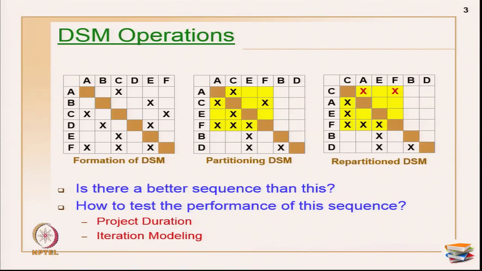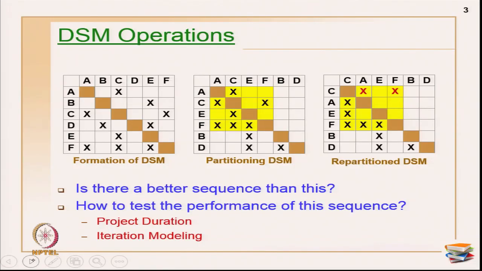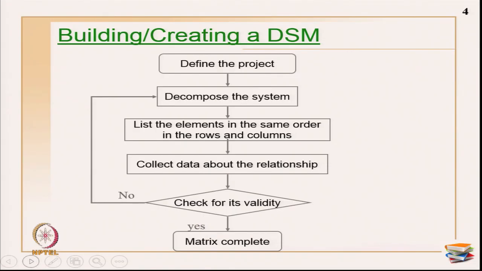How to test the performance of the sequence? The only method is to add duration along the diagonals and then find out the duration for this project or for the block, whatever suits you well. Then you have to find how much rework has happened, how much waiting time there was, and which activity is taking more time in the rework. You can analyze this with the help of iteration modeling, that is phase number 4 or operation number 4. Now, as I told you, we are going to see the formation of DSM.